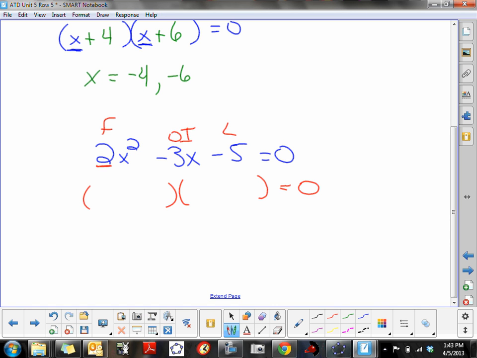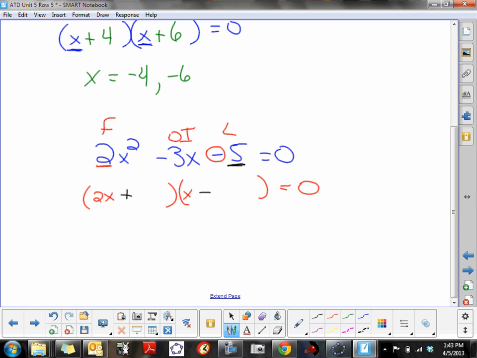What do I need to multiply together to get a 2? It's got to be a 2 and a 1. There's no other choices, so it's going to be 2x and x. Whether you go x and 2x in those positions doesn't make any difference, but we're guaranteed that this is right. Now what does this sign tell me about the signs in here? They're going to be opposites, so I don't know which one is right, but I'm going to start off with putting a plus and a minus. I may have to come back and change them. I'm going to test it.